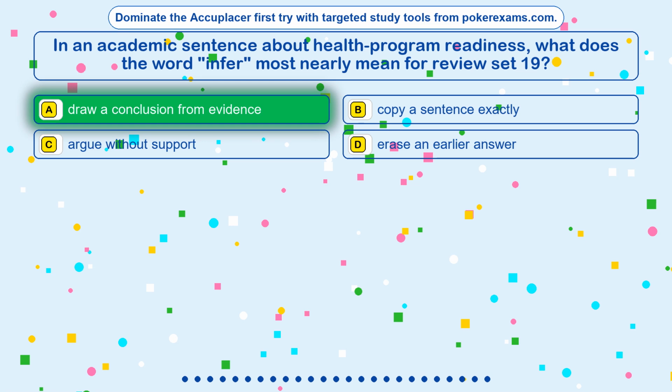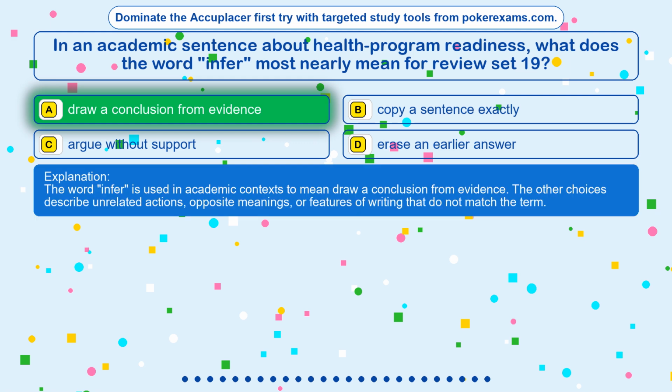The correct answer is option A. Draw a conclusion from evidence. The word infer is used in academic contexts to mean draw a conclusion from evidence. The other choices describe unrelated actions, opposite meanings, or features of writing that do not match the term.